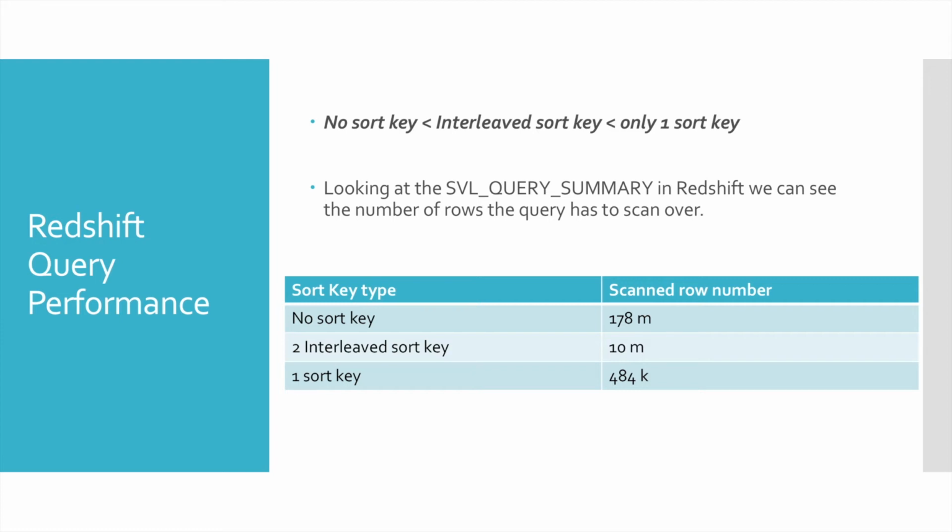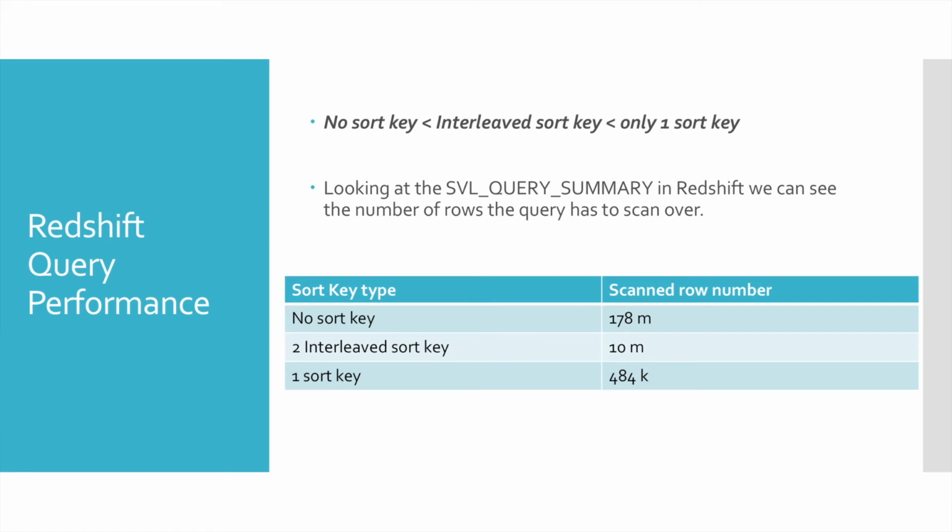So here we did a comparison. If there's no sort key, the performance is worse. Then interleaved sort key is better. Of course, if we want to get a high performance, we can use only one sort key. That would be better performance.